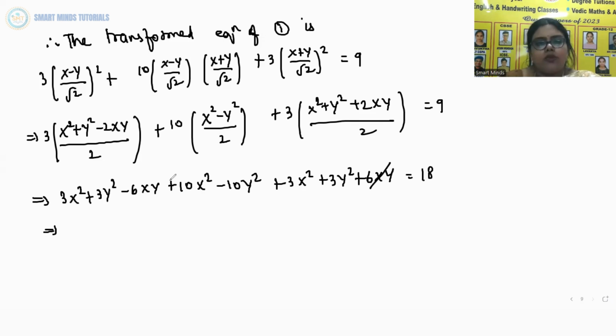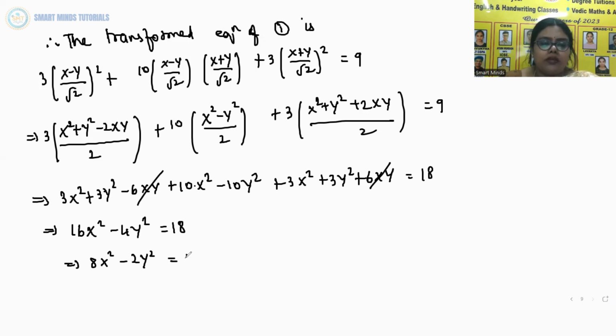Now plus 6XY minus 6XY get cancelled. 3X square plus 10X square is 13X square. 13X square plus 3X square is 16X square. Now 3Y square plus 3Y square is 6Y square. 6Y square minus 10Y square is minus 4Y square. That is equal to 18. So if I take 2 common, we get 8X square minus 2Y square is equal to 9. This is the final answer.